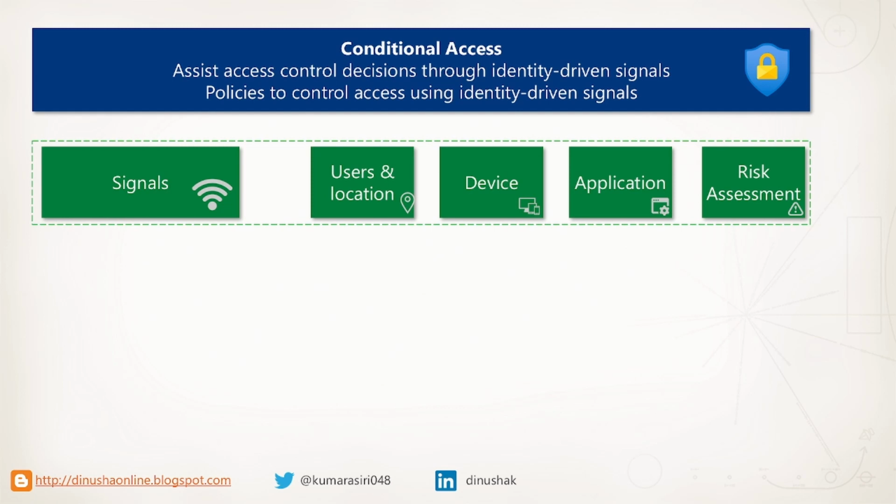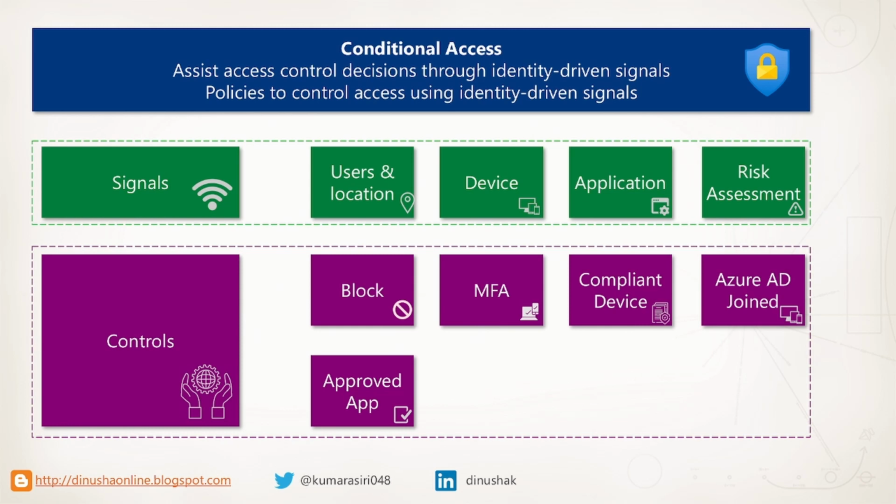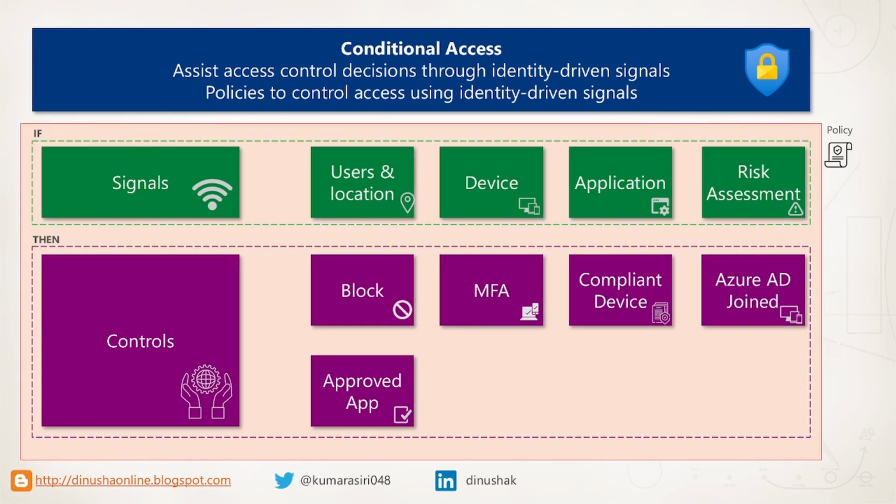It can be a simple block to the resource or a request for additional security measures. Measures can be multi-factor authentication, requiring a compliant device, requiring the device to be Azure AD joined, or requiring the client app to be approved. There can be many others. We build the conditional access as a policy containing an if-then rule. If we evaluate a certain signal as per the policy, then we will provide some controls.